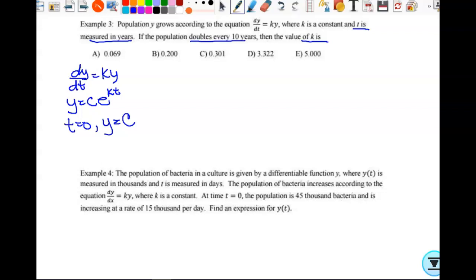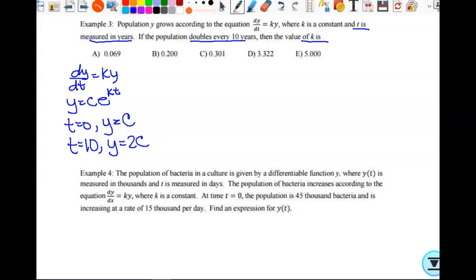So then when t equals 10, since it doubles every 10 years, what would y equal? 2 times c. And this is a time where we actually do multiply 2 times c, because we really want twice as much of c. Does that make sense to you?